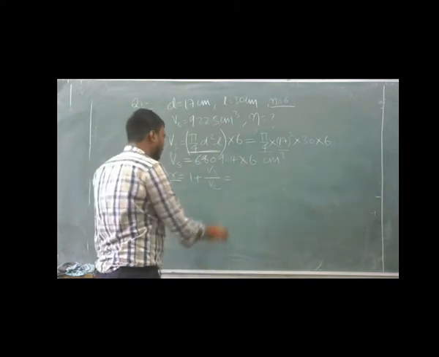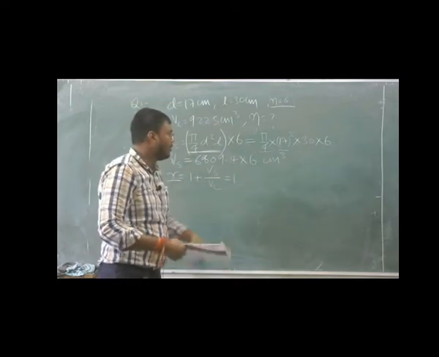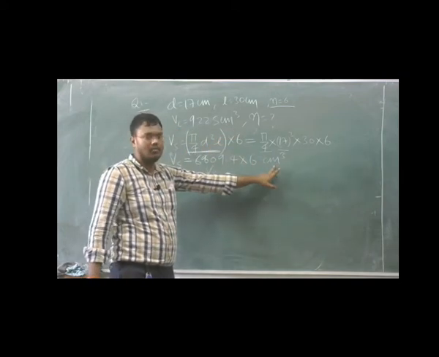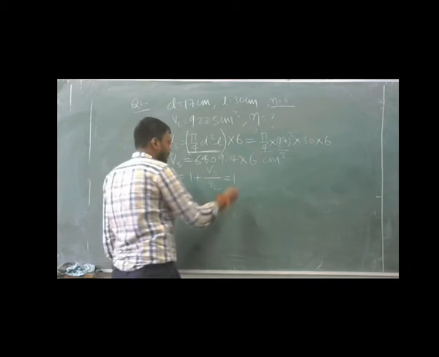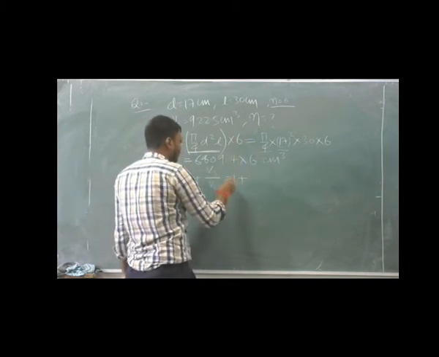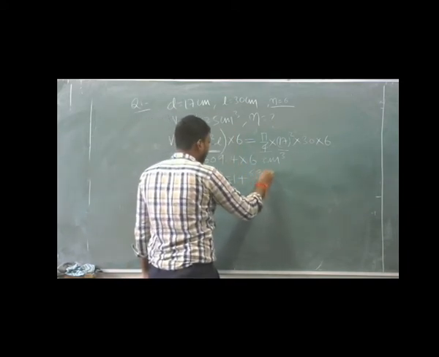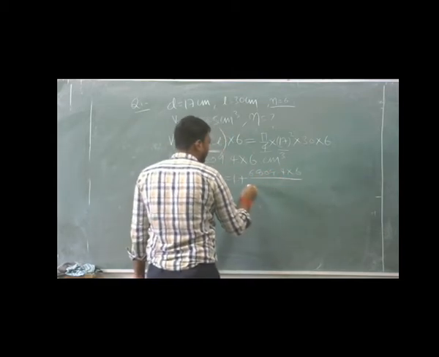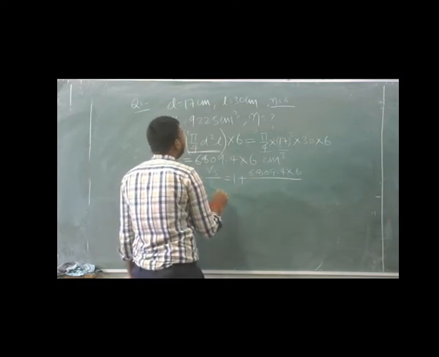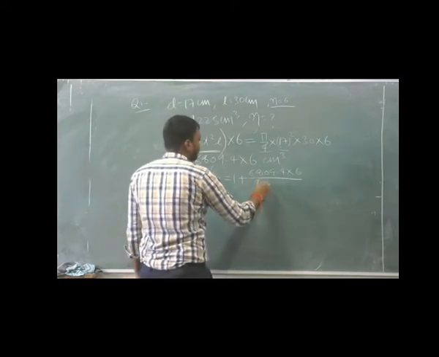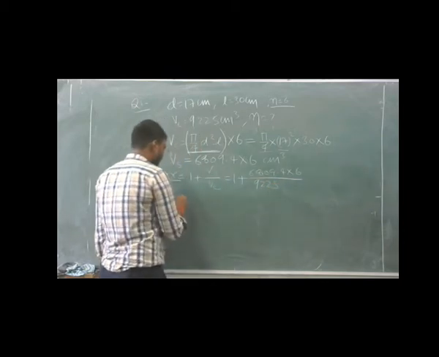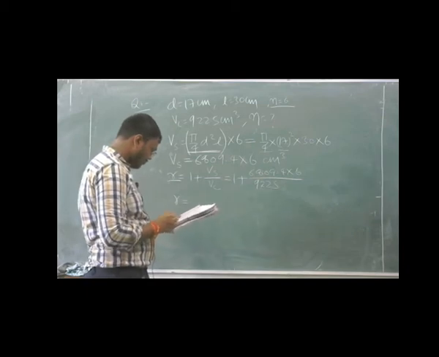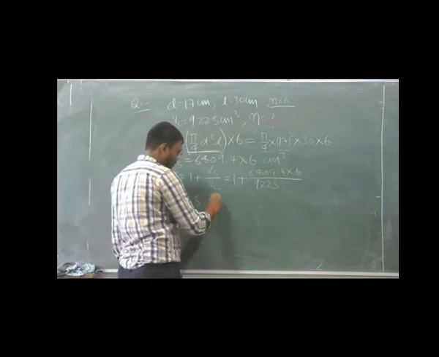Now put the value. We don't need to convert the units because Vc is also in centimeter cube and Vs is also in centimeter cube. Units are the same. So Vs is equal to 6809.4 into 6 divided by Vc equal to 9225. So R is equal to 5.4.